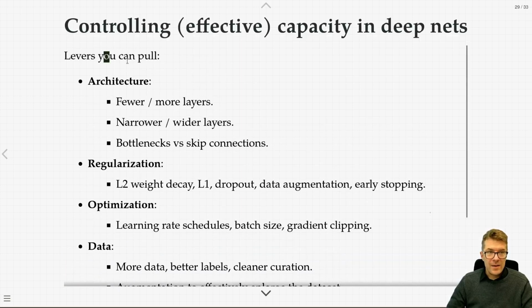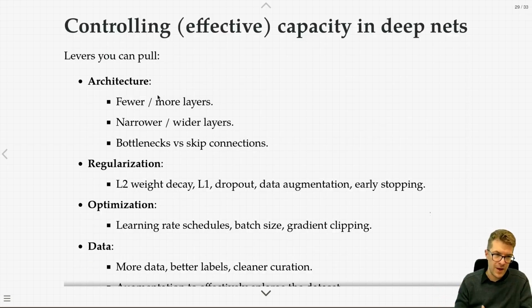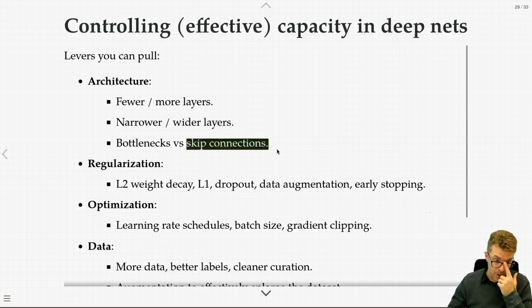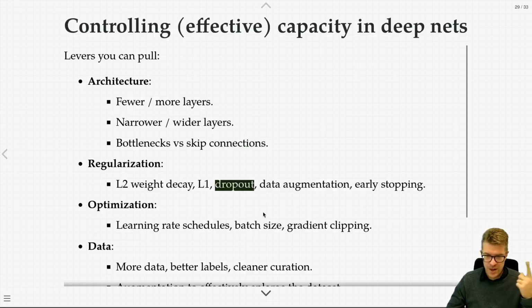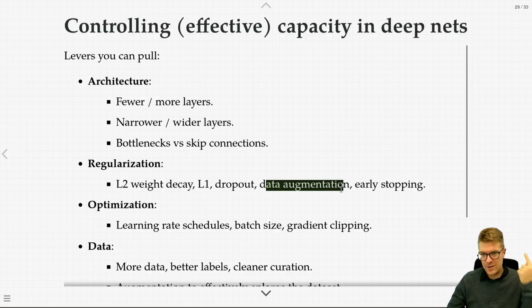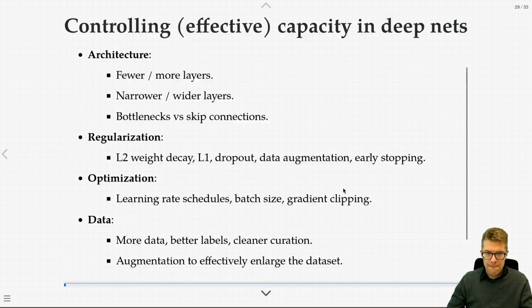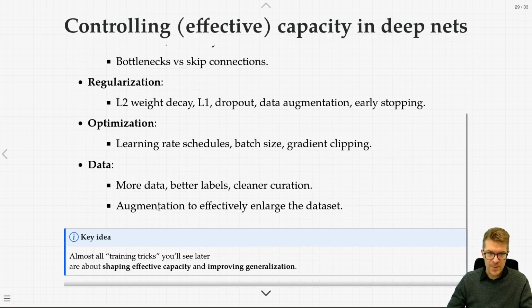So again, the levers we can pull remain the same. We can change our overall architecture, add more layers, remove layers, make the layers wider or thinner. We can add bottlenecks and skip connections, which is the topic of a future module. We have regularization at our disposal, including dropout, which we'll talk about next time, and data augmentation, which we talked about recently. We talked about different ways of doing optimization, adding data, augmenting data, doing data reduction potentially. We have an increasing number of tools at our disposal.